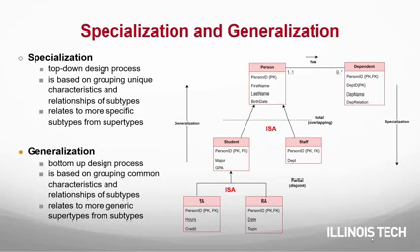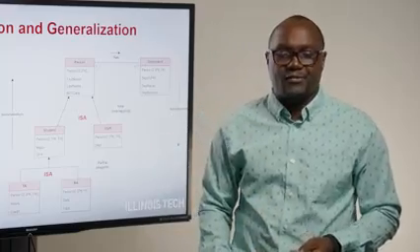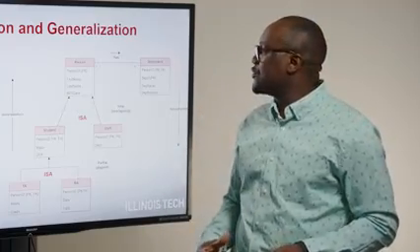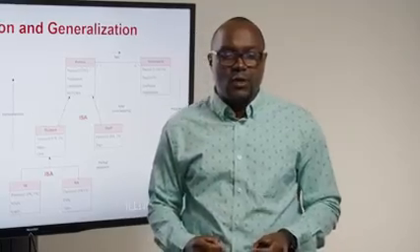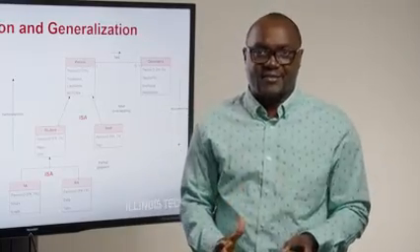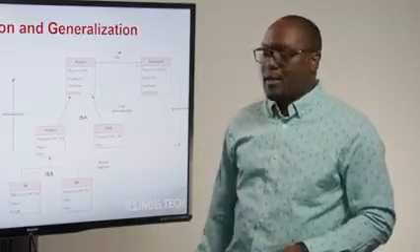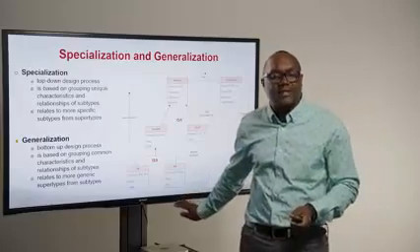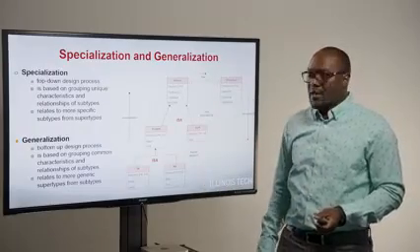Generalization is the opposite, which means it's a bottom-up design process. The grouping here is not looking at unique characteristics, but at the common characteristics, basically general characteristics. It starts from the low-level entities and goes up to the supertypes.